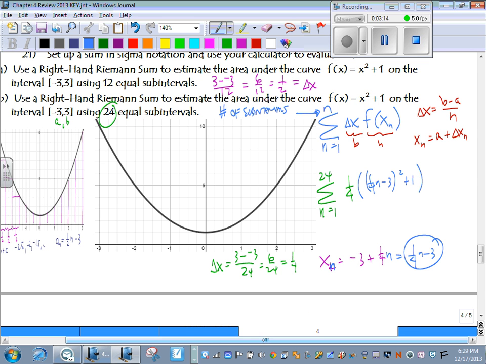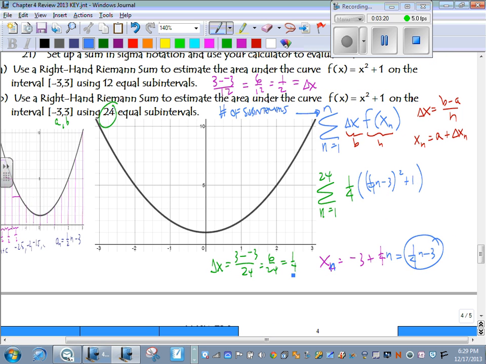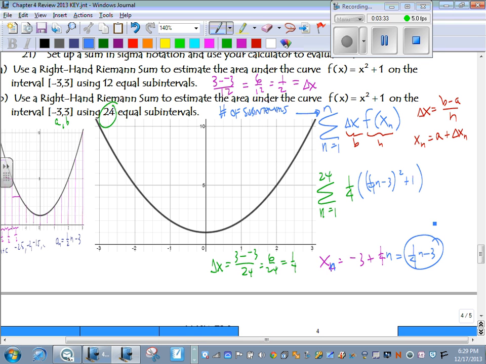So you can see we could have done this kind of similar with Part A. For Part A, our delta x would have been 1/2. A is still negative 3, so 1/2 n minus 3. That's what we got here to put in being squared, and our delta x was 1/2. So if you like this method better, feel free to use it. If the other one works for you, use that.